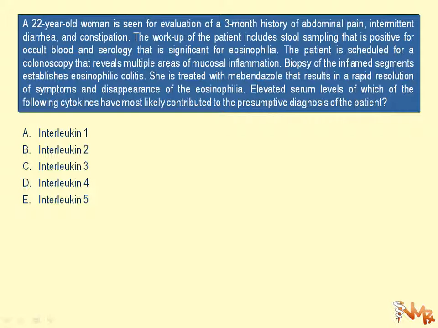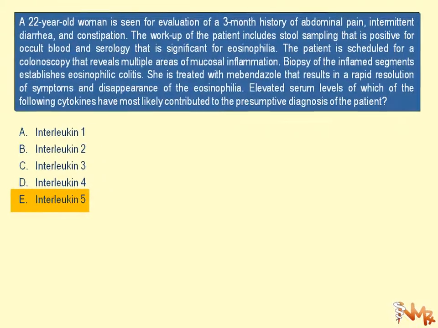Biopsy of the inflamed segments establishes eosinophilic colitis. She is treated with mebendazole that results in rapid resolution of symptoms and disappearance of the eosinophilia. Elevated serum levels of which of the following cytokines have most likely contributed to the presumptive diagnosis of the patient? Interleukin 1, 2, 3, 4, or interleukin 5? The correct answer is interleukin 5.